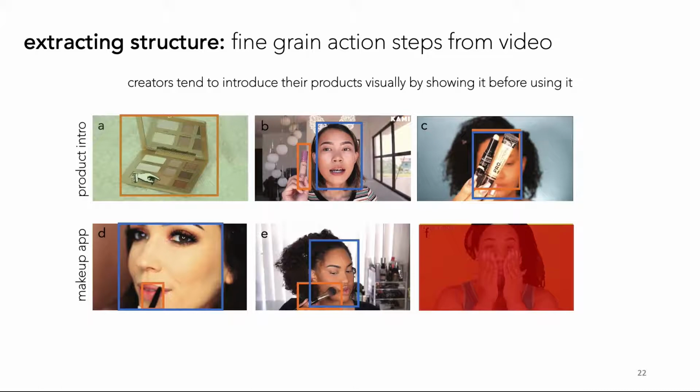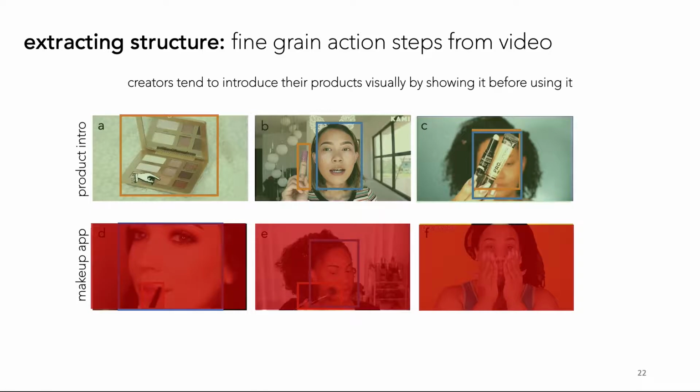Otherwise, if there is a face but it's not overlapping with the product, as in the case of frame B, we also mark that as a product introduction frame. If the face and product are overlapping, we calculate the motion of the product against the face. If it's fairly still, as in the case of frame C, we mark that as a product introduction frame. Otherwise, we assume that the video shows a makeup application action and move on.